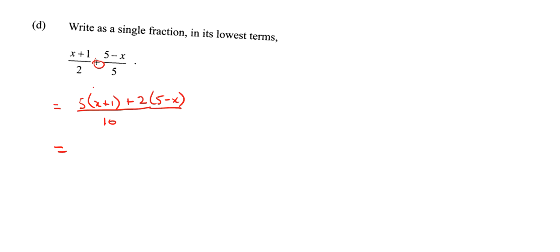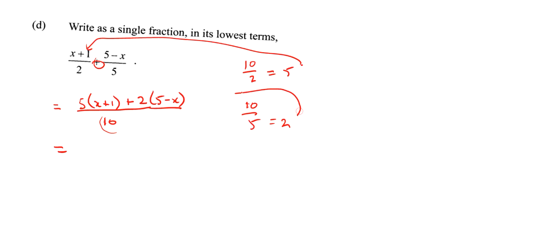Alright, so just for students to understand what I'm doing here. In the first part where I got this 5, I took this 10 and divided it by 2, and I got 5. And then I have to take this 5 now and multiply by the numerator here. Alright, and that is how I got this first term. And then in the second part I had to take 10 and divide it by 5. I got 2, and then I had to take this 2 and multiply by 5 minus x.